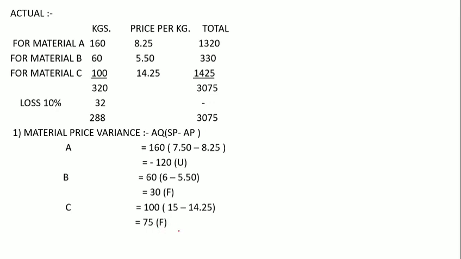Now make total of these three materials. For that, minus 120 plus 30 plus 75. So the final answer is minus 15 and in bracket U. So material cost variance, here the formula is standard cost minus actual cost. This is the short formula to make this sum easier. Well, if you want to use the formula which is mentioned in the book, you can.